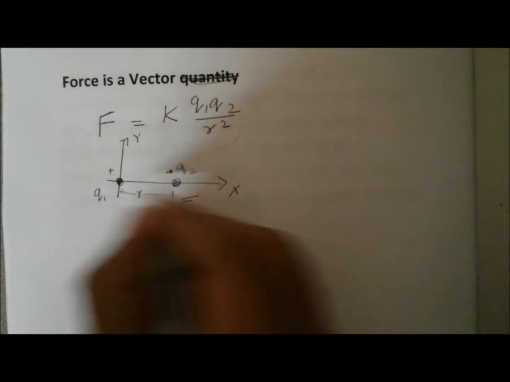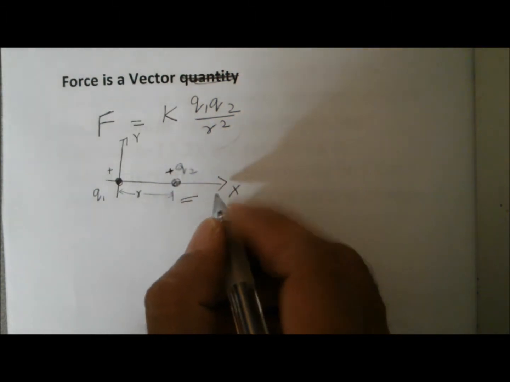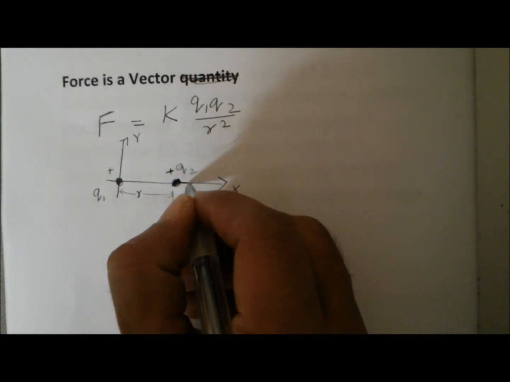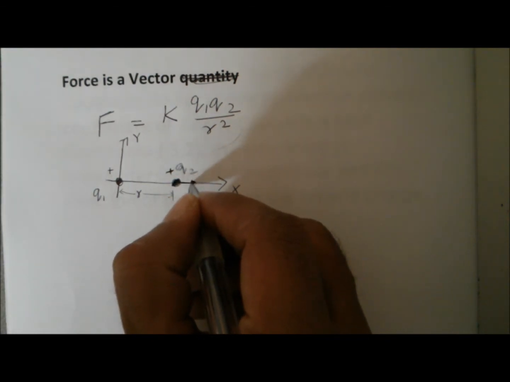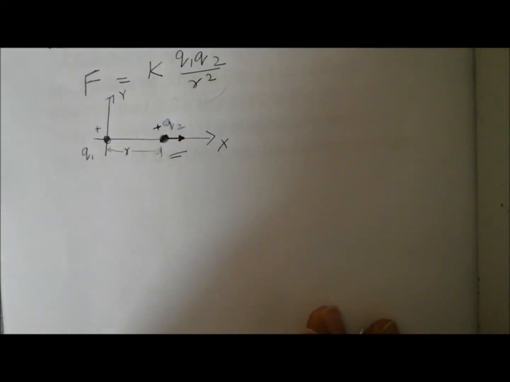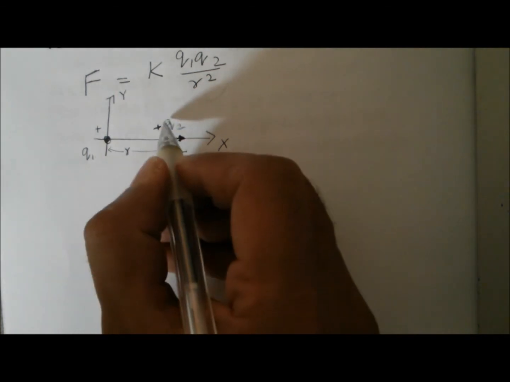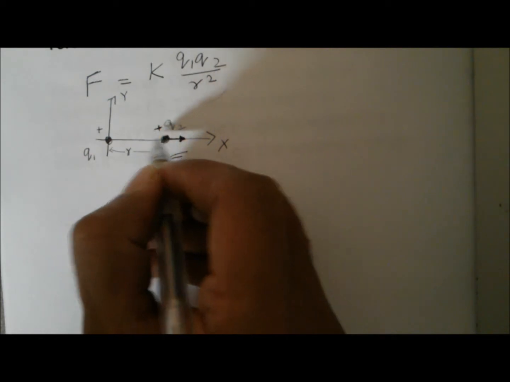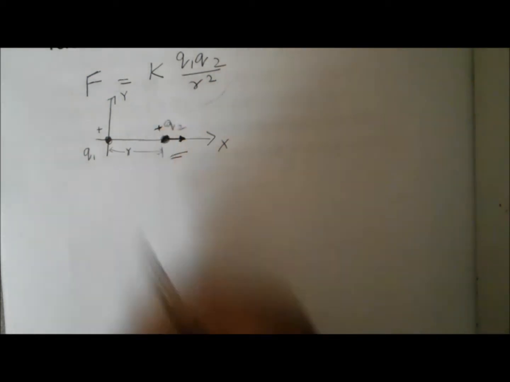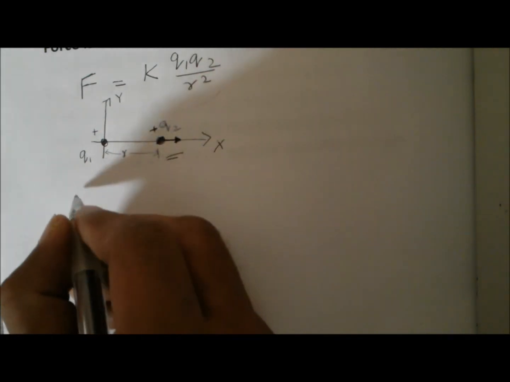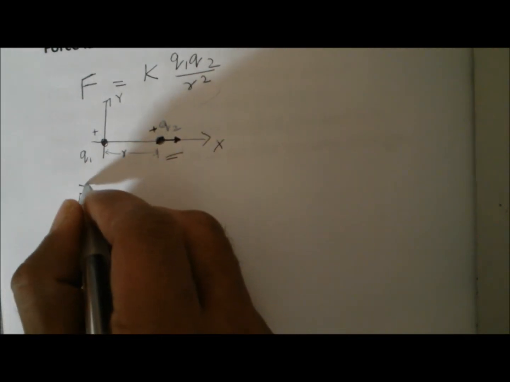Now, we know that these two charges repel each other, which means that the direction of the force on charge q2 is going to be in this direction, shown by this arrow pointing toward the positive x-axis. In case q2 is a negative charge, the force on q2 will be in this direction, which is the force of attraction.